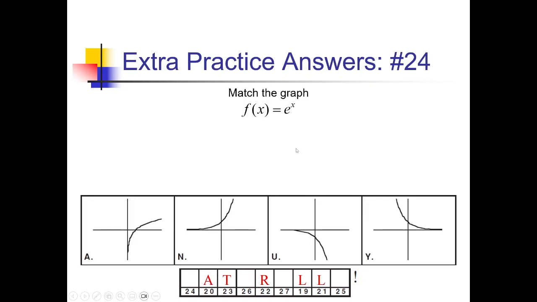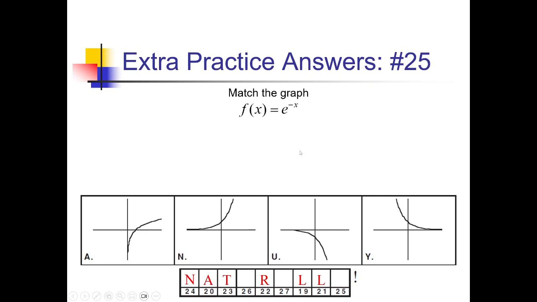For the next four questions, I just have to match the function with the graph. So first they give us kind of the easiest one, f of x equals e to the x. This is just going to have my standard exponential look, starting low on the left and moving right and up into infinity with that horizontal asymptote on the x-axis. So N matches e to the x, so that goes in spot 24.